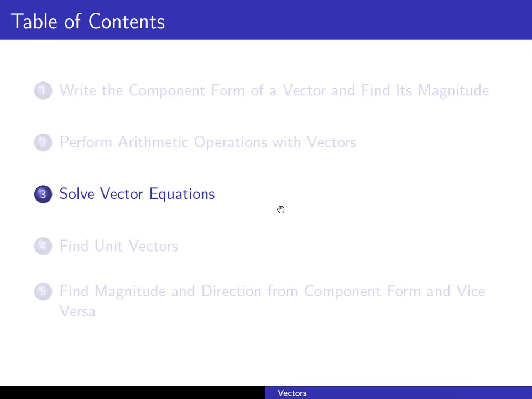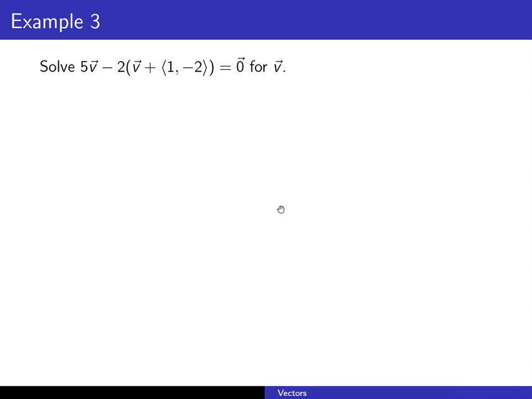So now we're going to look at solving a vector equation. This will be our last example in this video. So we have to solve 5 times vector v minus 2 times the expression vector v plus the component 1, -2 is going to equal the 0 vector. We want to find the horizontal and vertical components for vector v, or to put it another way, the x and the y coordinates. So the 0 vector is just 0, 0 in this case, since we're only dealing with 2-dimensional vectors.